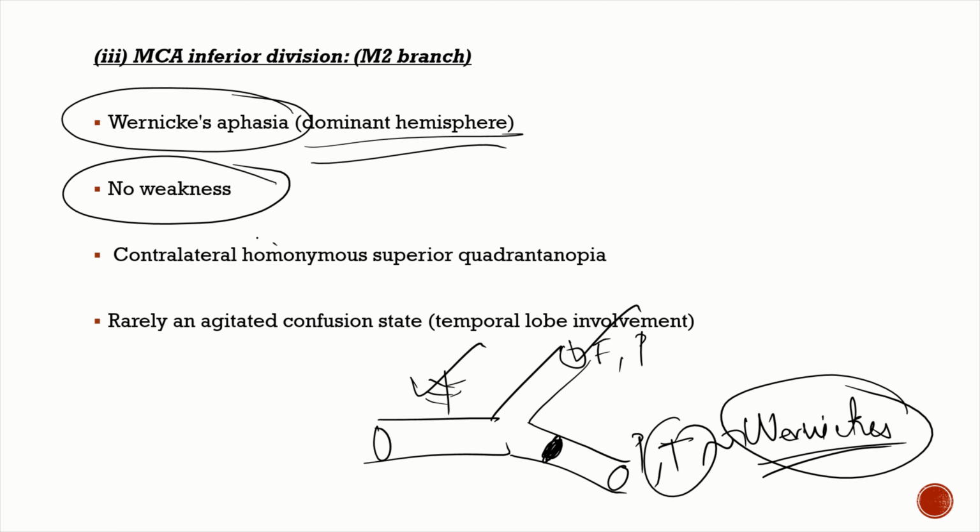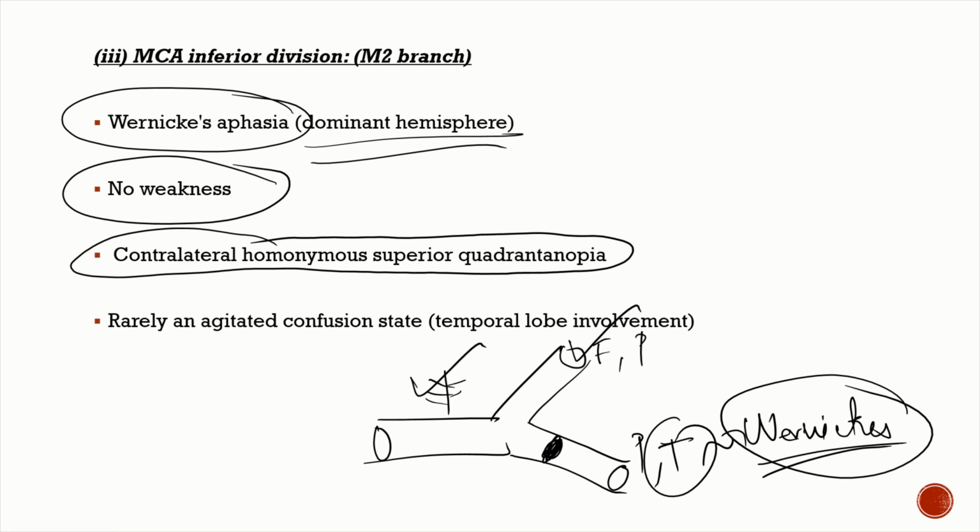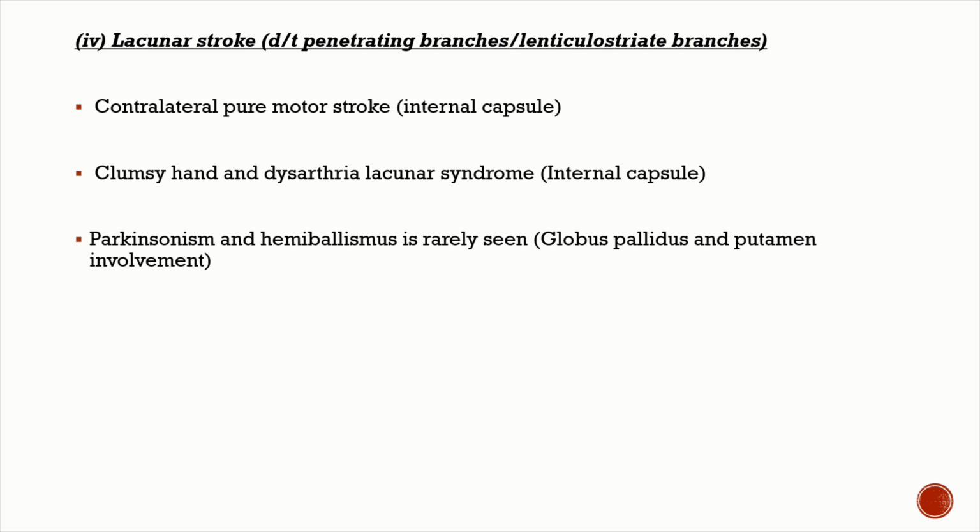Next, you're going to have contralateral homonymous superior quadrantanopia. The reason you have this is because the inferior optic radiation runs through the temporal lobe. And as you know, when the inferior optic radiation is involved, you're going to have a superior quadrantanopia. Okay, that's important. And rarely the patient can have an agitated confusional state. This is because of temporal lobe involvement. However, it's pretty rare. Okay, now coming to lacunar stroke.